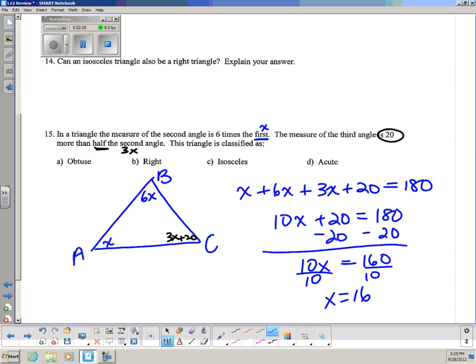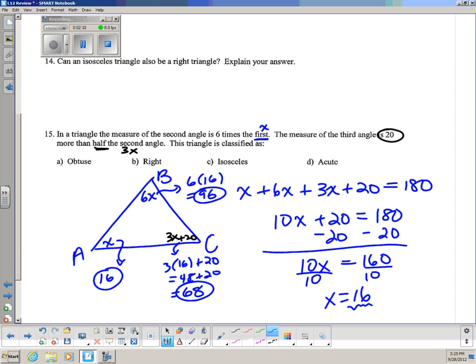I'm being asked to determine what type of triangle this is, so I need to go back with this x value and plug in or evaluate each of the angle measurements. So angle A here is 16. Angle B is 6 times 16, or 96. And angle C is 3 times 16 plus 20, which is 48 plus 20, which is 68. So now I know the angles of the triangle are 16, 96, and 68.